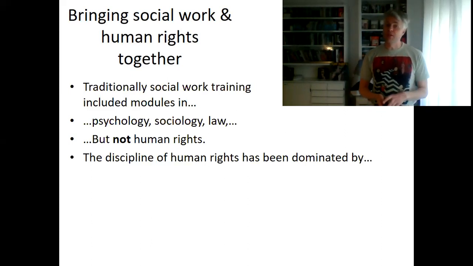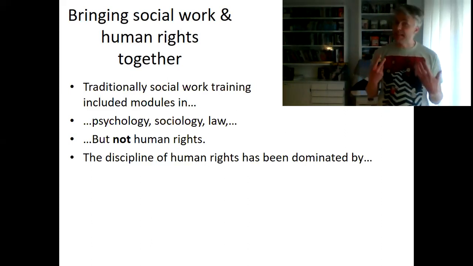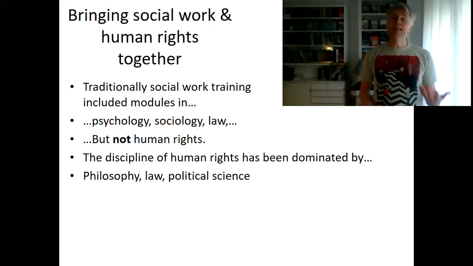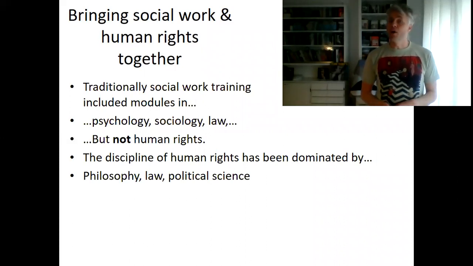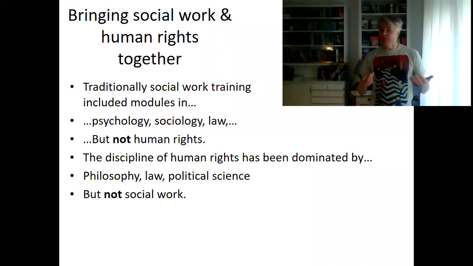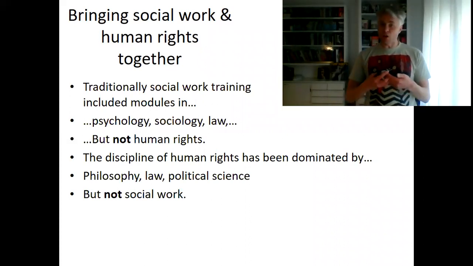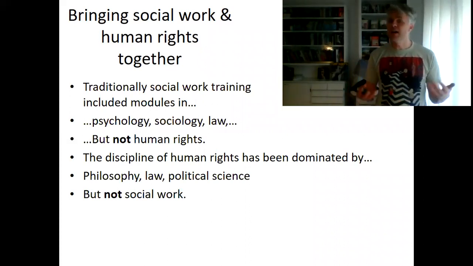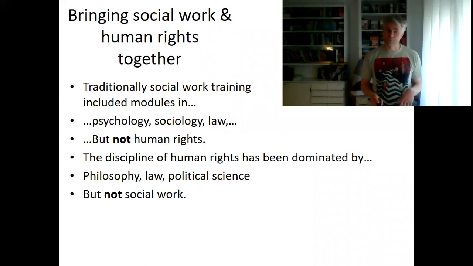Also, the discipline of human rights has been dominated by particular disciplines itself, typically philosophy, law, and political science, but not social work. So it's kind of interesting. Human rights and social work don't have as close a tie as you may expect them to.